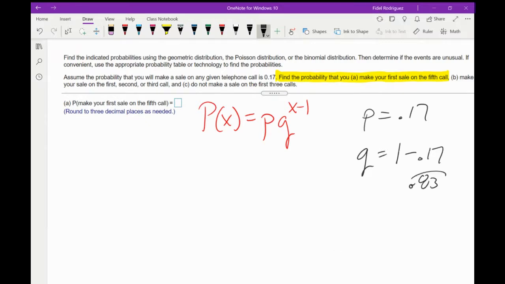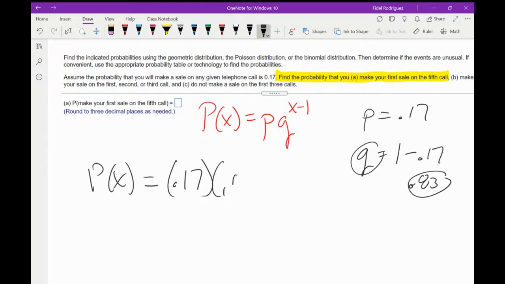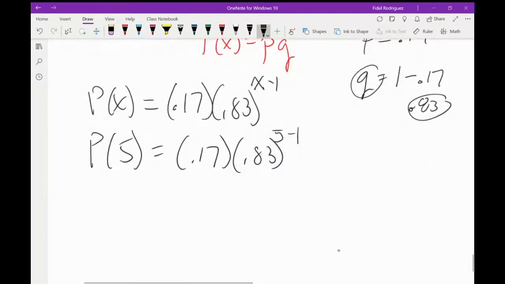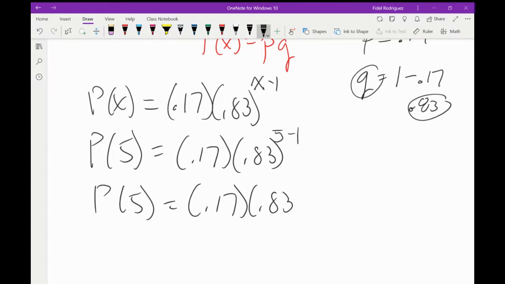Okay. There's my Q number. So here's my general formula, 0.17 times 0.83 to the power x minus 1. We're going to make our sale on our 5th call. And so again, I'm going to do this here. 5 minus 1 is 4. This right here, y'all, is exactly what I'm going to enter on my calculator, okay?